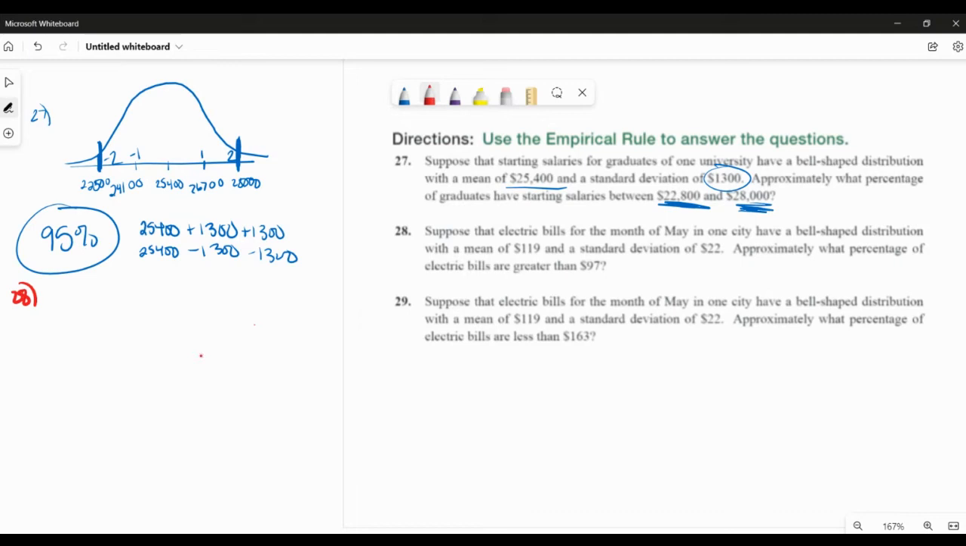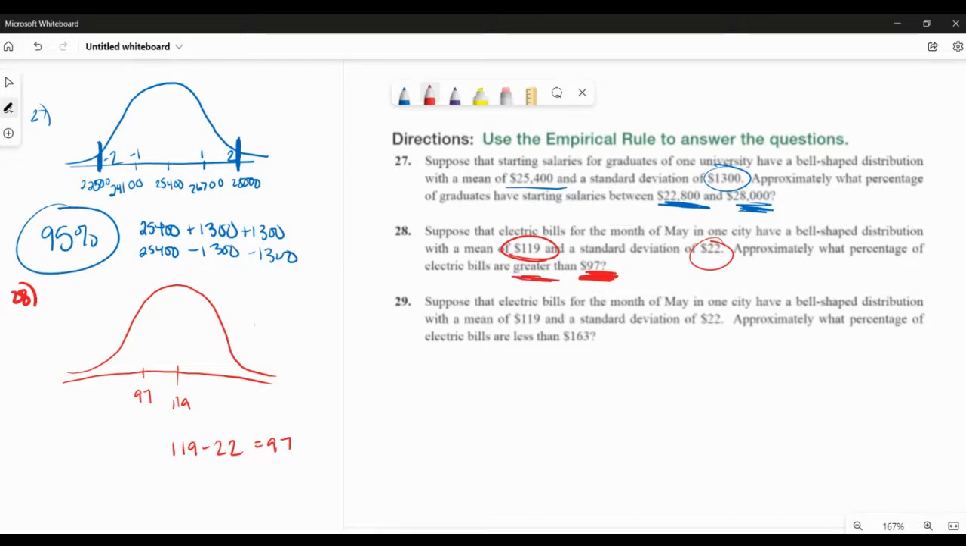Okay. So suppose the electric bills for the month of May in one city have a bell-shaped distribution with a mean of 119 and a standard deviation of 22. What percentage of electric bills are greater than $97? Since 97 is less than 119, I'm going to take 119 and subtract 22, and I actually get 97.